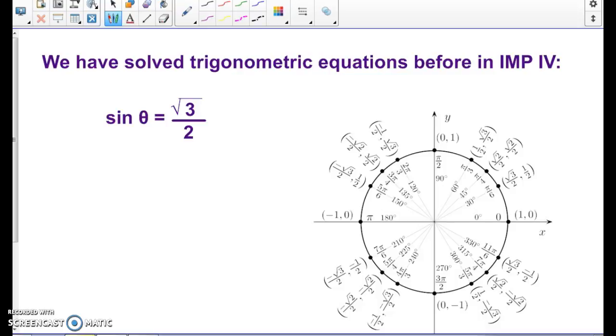Hello, welcome. We're going to solve some trigonometric equations. You've solved them in M4, so we're going to recap on those and then add in new equations to solve.